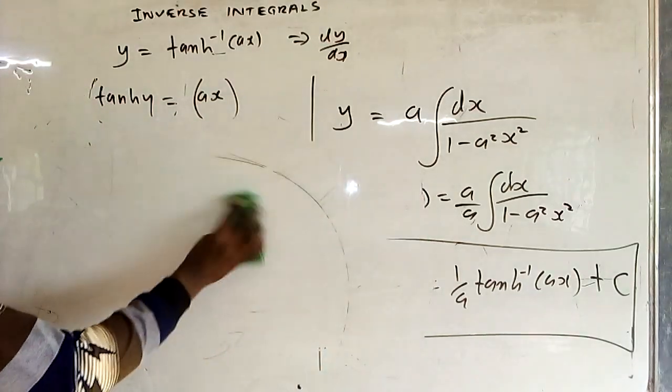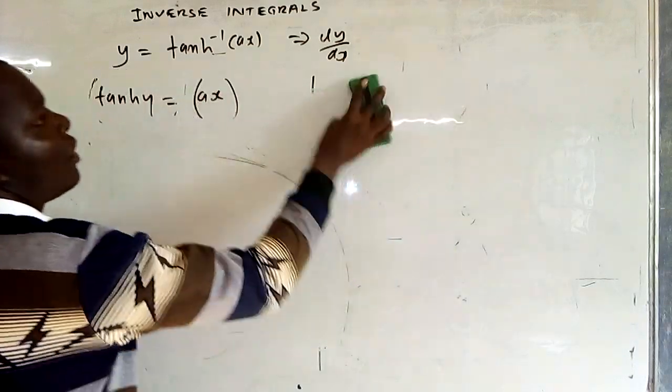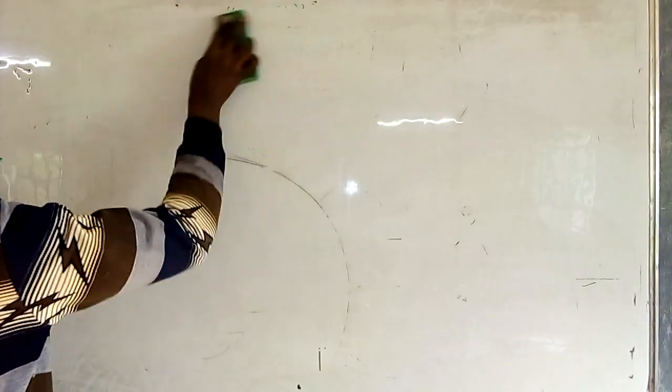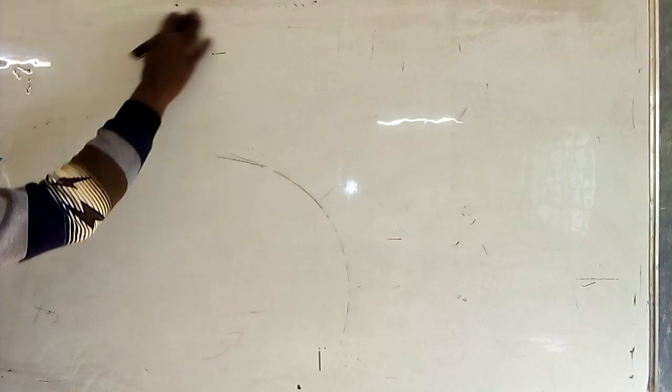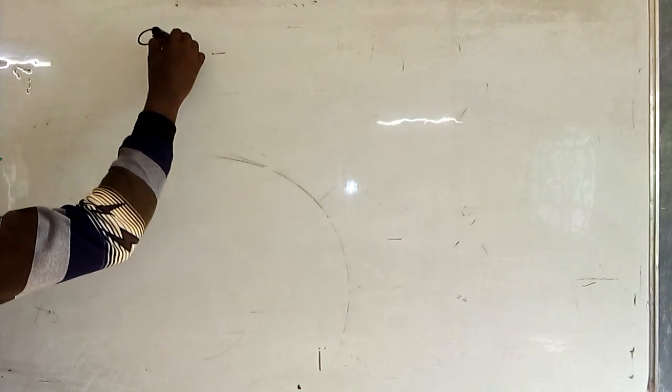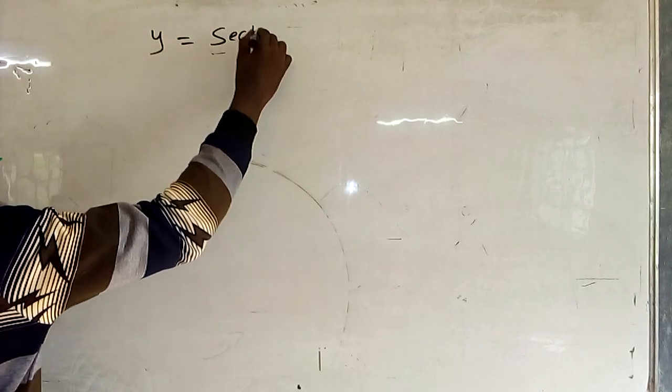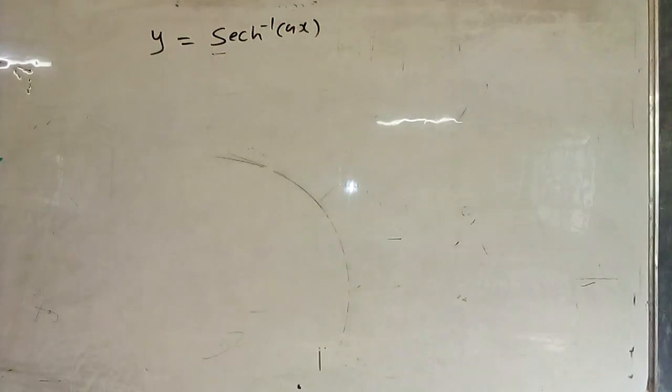I need to first show you how they come about because there are things you need to master, okay? Yes. There are things you need to master. The next one, we dealt with the tangent inverse. We move to the next. Or before that, we can say when you have y to be sec inverse of ax. When you have sec inverse of ax, what do you get? Y is equals to sec inverse of ax. What do you have?